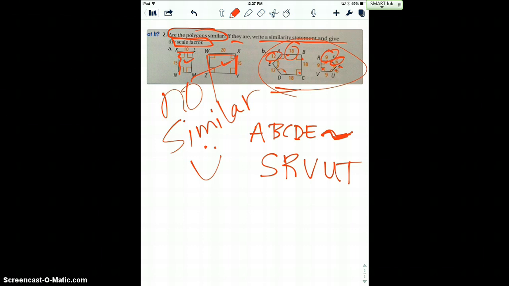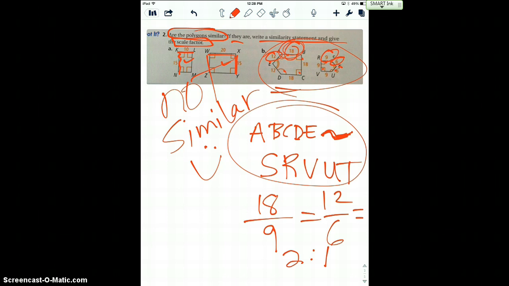And then it does ask to give the scale factor. Remember, the scale factor is the ratio of the lengths of the corresponding sides. So if I start at 18, that corresponds with 9. Just as 12 corresponds with 6, which means my scale factor is 2 to 1. And you might say, could I have 1 to 2? Well, the way I wrote my similarity statement, I started with A, B, C, D, E, so I'm going to start here when I do my ratio, so it would be 2 to 1 there.